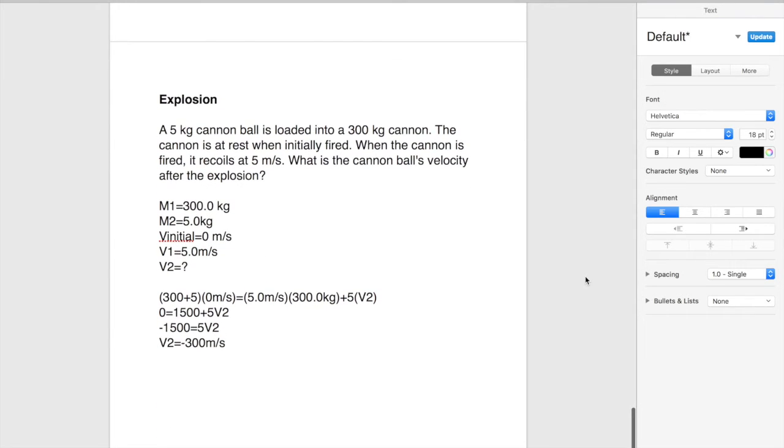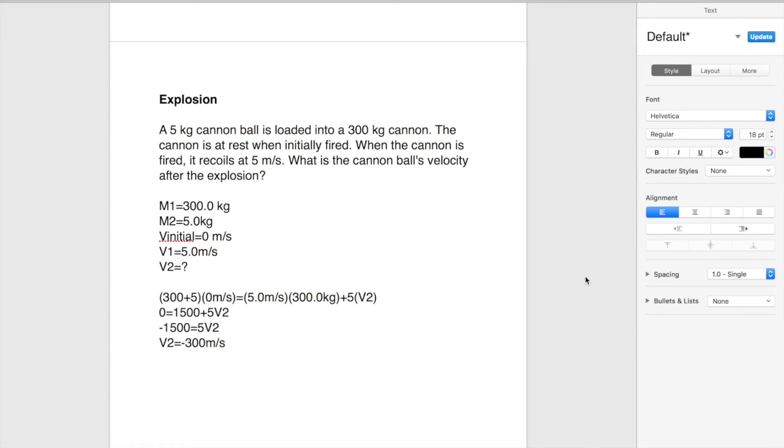So we have our givens. M1 equals 300 kilograms, M2 equals 5 kilograms. V initial is 0 since it is initially at rest. We know V1 equals 5 meters per second. So the velocity of the cannon is 5 meters per second since it recoils back. And we don't know what the velocity of the cannonball is. So we have (300 plus 5) times 0 meters per second equals 5 meters per second times 300 kilograms plus 5 times V2. So now in this situation, I'm assuming that 5 is in the positive direction.